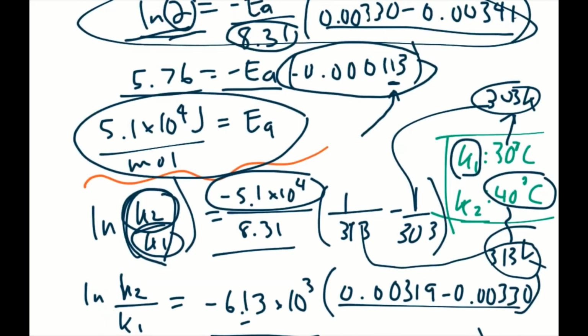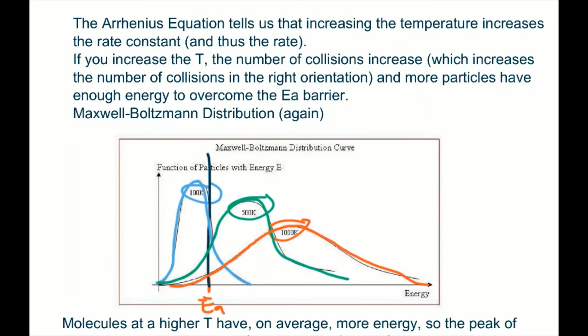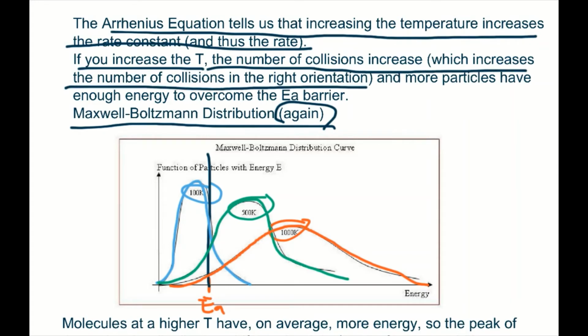So pretty cool. We tackled a challenging problem and we did it. Now, let's talk about the Arrhenius equation in terms of the Maxwell-Boltzmann distribution again, since we did talk about this in gases, but now we are applying it into this chapter. So the Arrhenius equation tells us that increasing the temperature increases the rate constant and thus the rate. If you increase the T, the number of collisions increase, which increases the number of collisions in the right orientation. And in addition, by increasing T, more particles have enough energy to overcome the activation energy barrier.